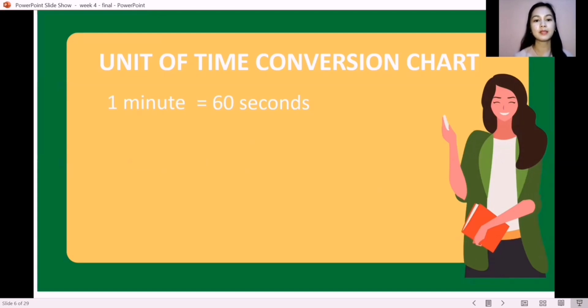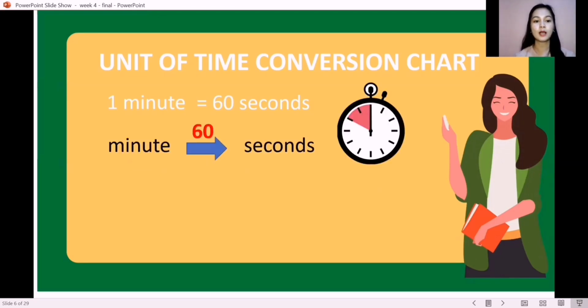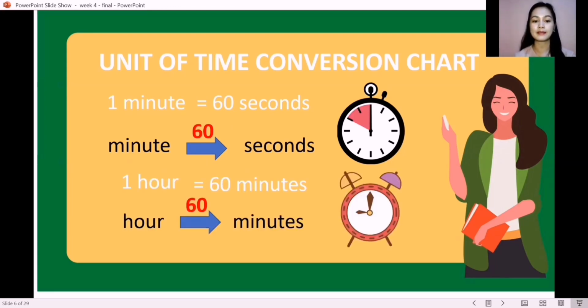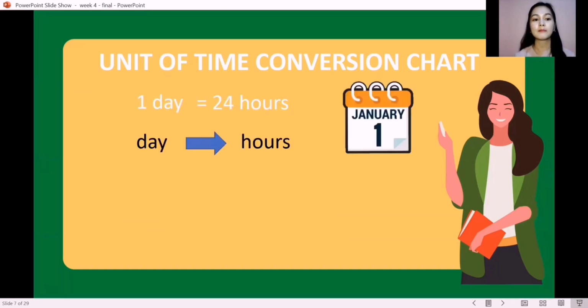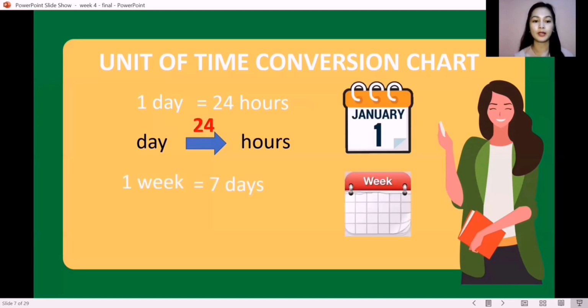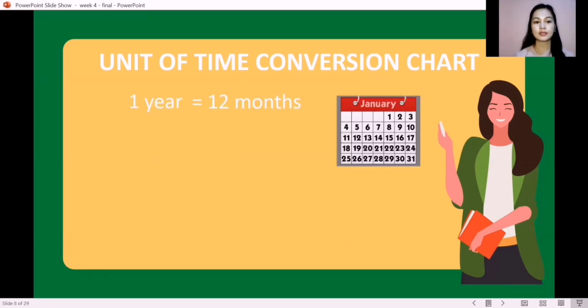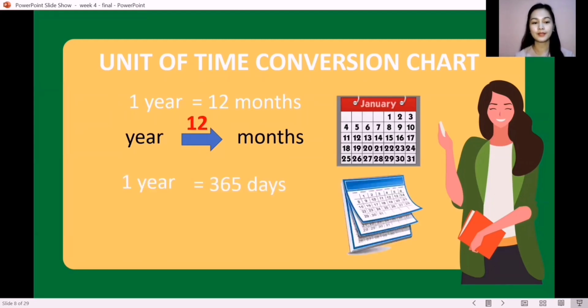To convert minutes into seconds, we multiply minutes by 60. To convert hours into minutes, we multiply hours by 60 as well. To convert days into hours, we multiply days by 24. To convert weeks into days, we multiply weeks by 7. To convert years into months, we multiply years by 12. And to convert years into days, we multiply years by 365.